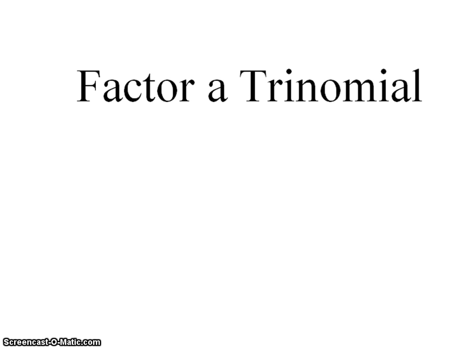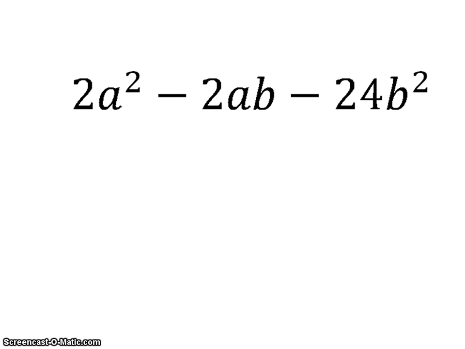This video will demonstrate how to factor a trinomial. Consider the trinomial 2a squared minus 2ab minus 24b squared. The first step, always, in factoring a trinomial is to factor out the greatest common factor.